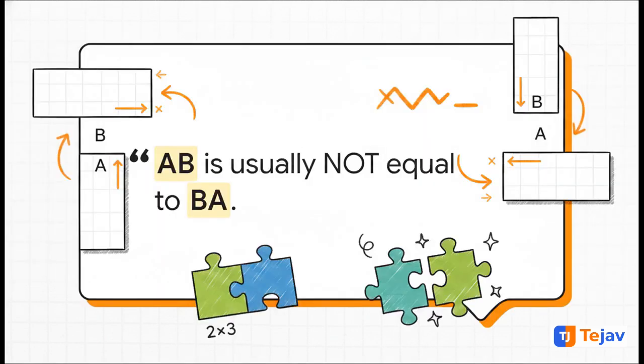And because of that totally unique handshake rule, we run into a really fascinating quirk. AB is usually not equal to BA. Matrix multiplication is not commutative. In normal, everyday math, 2 times 3 is the exact same as 3 times 2, right? But with matrices, because the rows of the first meet the columns of the second, reversing the order changes everything. Reversing the puzzle pieces creates a completely different picture. So remember, order absolutely matters.